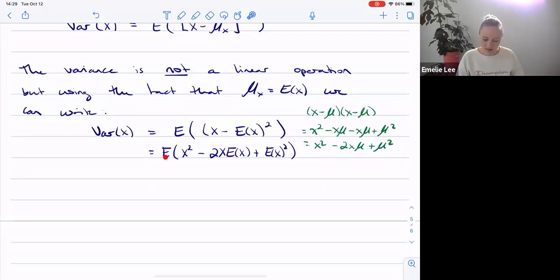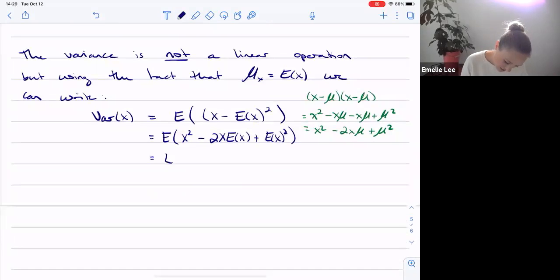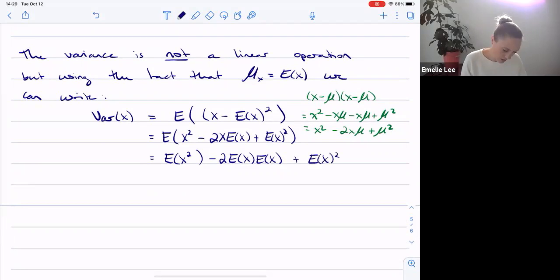Remembering that E is this kind of linear operation, it's going to attach to any free values of x, which means it attaches to this x squared and to this x. You can find the expected value of x squared, whereas this is just an x. So if I distribute the expectation, I get the expected value of x squared minus 2 times the expected value of x times the expected value of x plus the expected value of x squared.